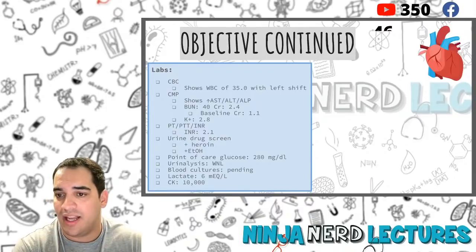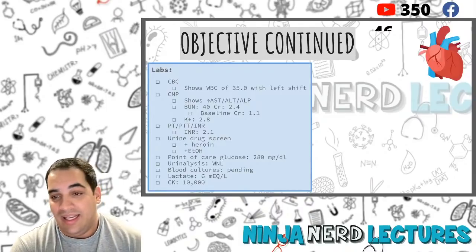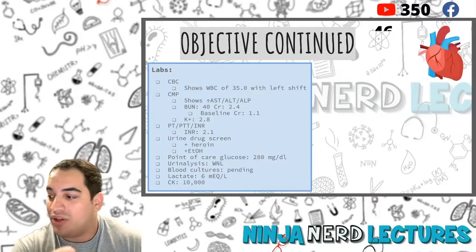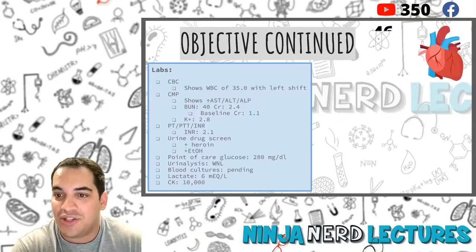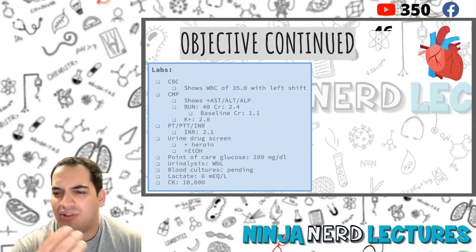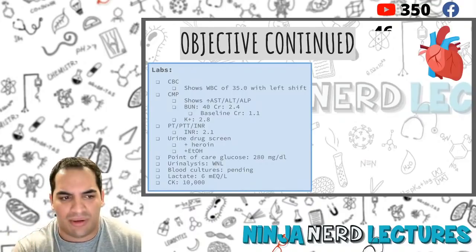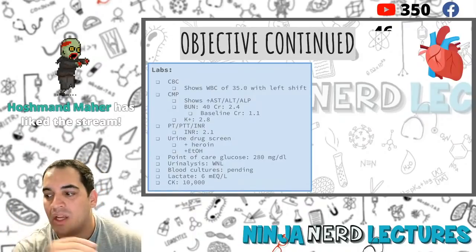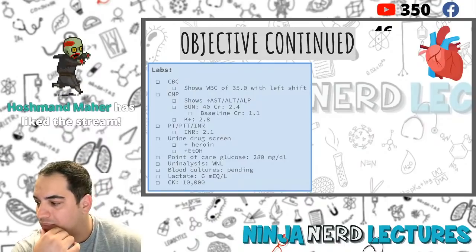I checked a coags. Again, the reason why is, if he's got really bad liver failure, sometimes with severe liver failure, what do you guys not produce? Coagulation proteins, right? So you don't produce factors 2, 7, 9, 10, protein C and protein S. And so that can maybe cause a coagulopathy that could potentially cause a bleed. So I want to think about that as well, okay?